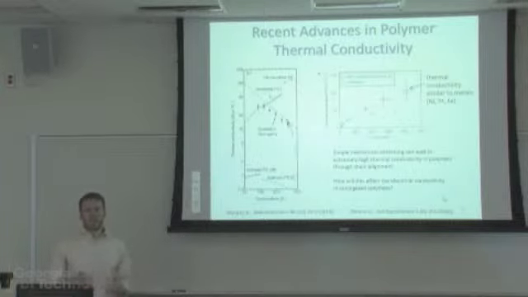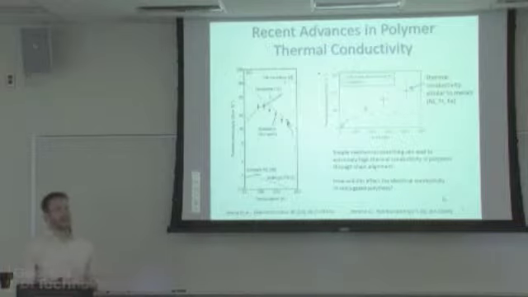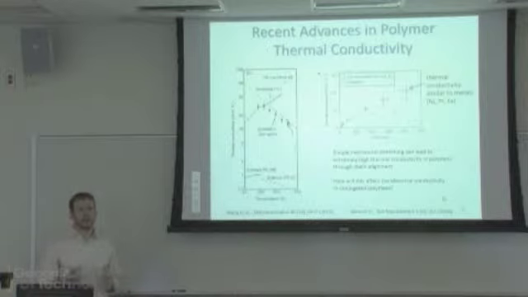So polymers are traditionally considered thermal insulators. They have a thermal conductivity of about 0.1 due to the disorder and the weak bonding between different chains. But some recent groups have shown that when you stretch and align polymers in a certain way, you can actually achieve very high thermal conductivity because the polymer backbones have very strong bonding and they can transmit lattice vibrations very effectively.